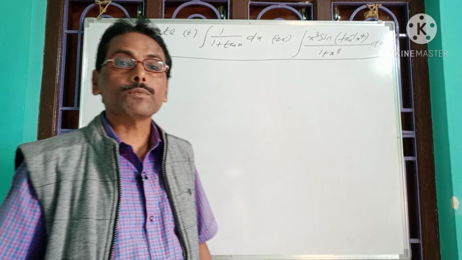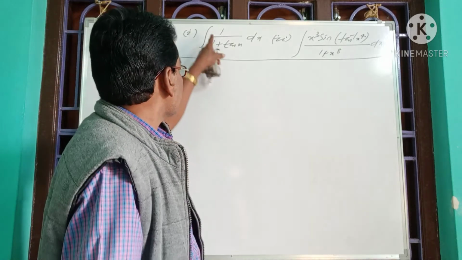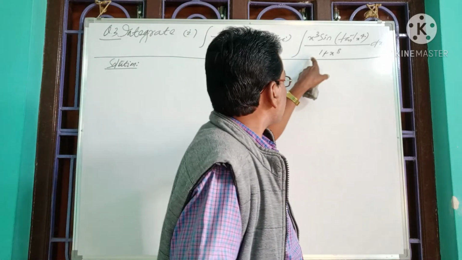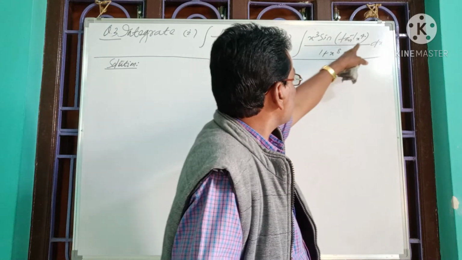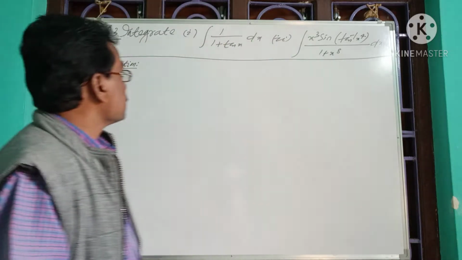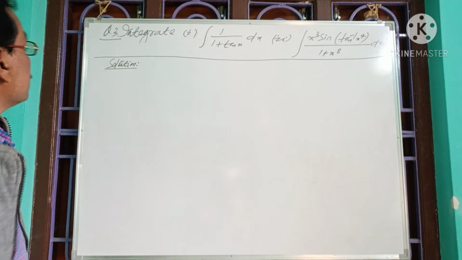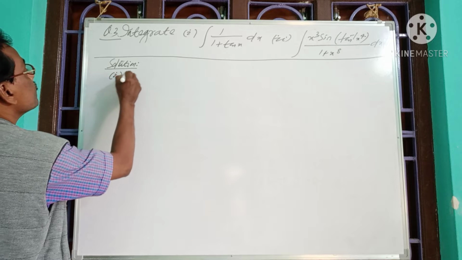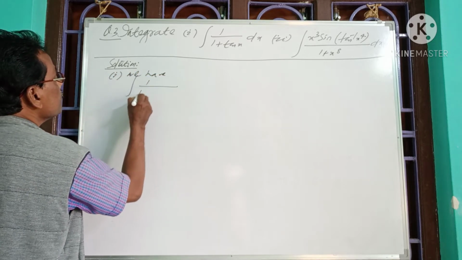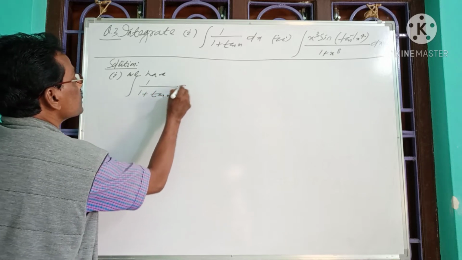Now let us try to solve two integrals. The first is the integration of 1 by 1 plus tan x, and the second one is the integration of sec squared s into sin of tan inverse s to the power 4 by 1 plus s to the power 8 with respect to s. So let us consider the first problem, that is we have integration of 1 by 1 plus tan x with respect to x.